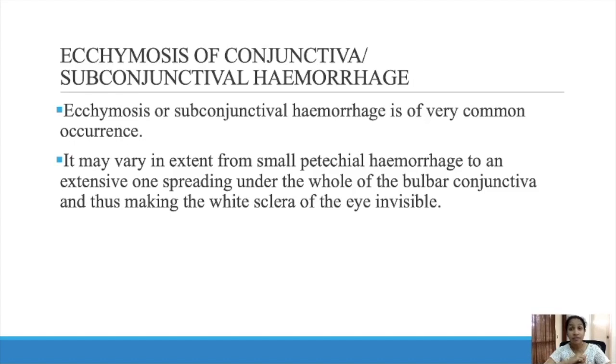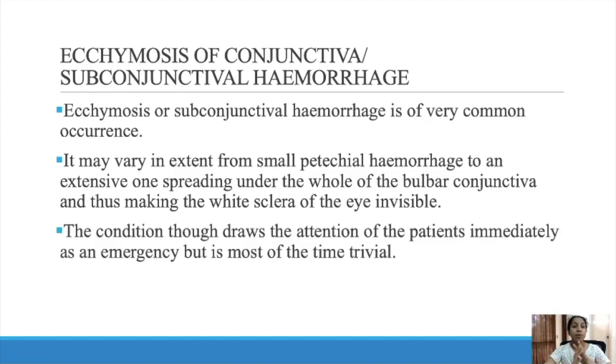So it can extend from a small petechial hemorrhage to an extensive one spreading under the whole of the bulbar conjunctiva. This is the bulbar conjunctiva which is exposed. It can spread to the whole bulbar conjunctiva and thus make the white sclera of the eye invisible, and because of this the condition draws the attention of the patient immediately as an emergency.